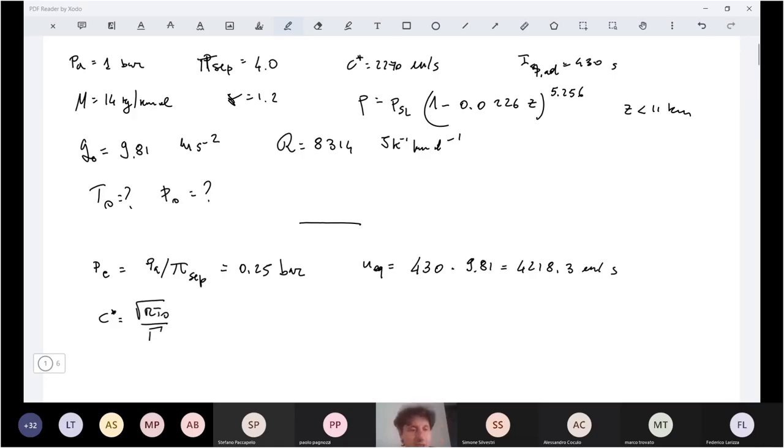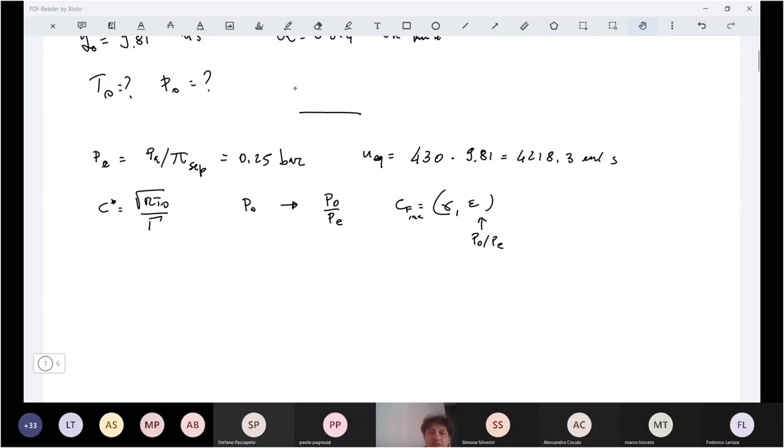Knowing PE, for P0 we can resort to the ratio P0 over PE, which is related to the expansion ratio, so to the area ratio. As we have our gamma and we know the performance in adapted condition, we can obtain the thrust coefficient, which is just a function of gamma and epsilon, or P0 over PE. So we know this is the adapted condition, we know C star, and we can obtain our thrust coefficient in adapted condition.